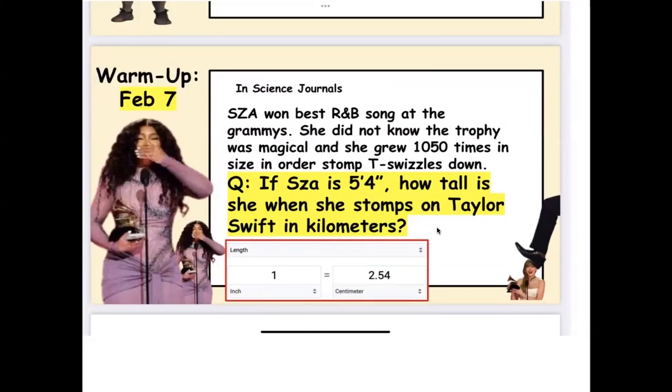Good morning, class. Today I'm going to go over the warm-up we did yesterday, and maybe having a solved problem that you can watch will help your studies as we prepare for our quiz this week.